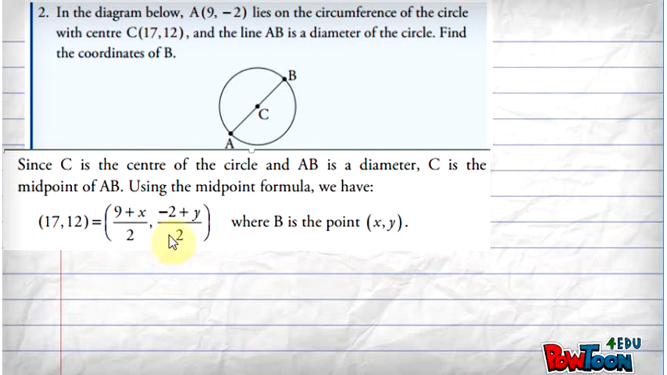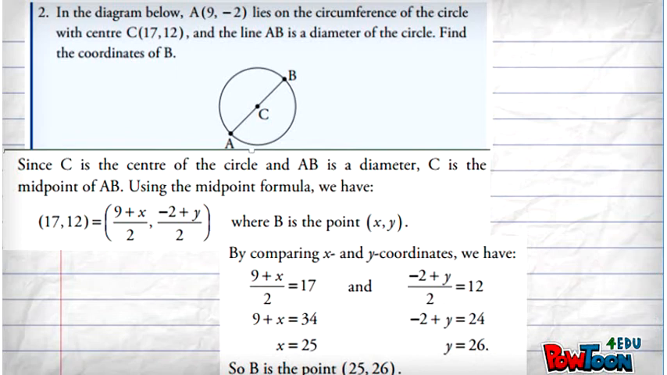x and y, and we can say that the midpoint 17, 12 is 9 plus x, because 9 is the x coordinate of A, and x is the x coordinate of B. So 9 plus x over 2 gives us the 17, and minus 2 plus y over 2 is going to give us 12. And then what we do there is just set up two equations saying that the x coordinate, 9 plus x over 2, is 17. That gives us this little equation which we can solve, hopefully, to get x equals 25. And the y coordinate equals 12, and we get y equals 26.